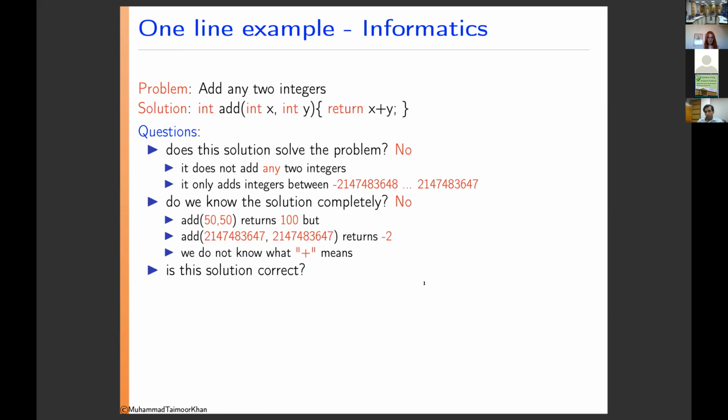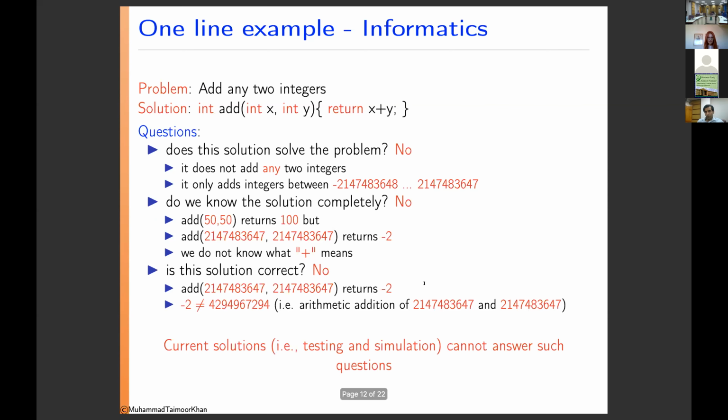And now we ask ourselves, is this solution then correct? And the answer, unfortunately, is again no, based on the fact that we have seen that these additions do not really sum up the real two numbers, but add them as computers do, with Java's different behavior. So you see that even a very small program couldn't answer these simple questions.